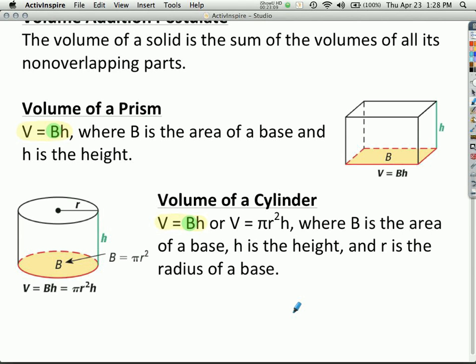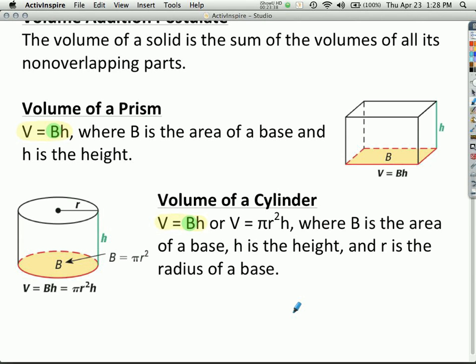Well, what if I had a different shape? What if each of those sheets of paper was actually a triangle? What if we slice this like this, and then I stack those on top of each other? Well, what is the area of a triangle? The area of a triangle is half the base times the height.